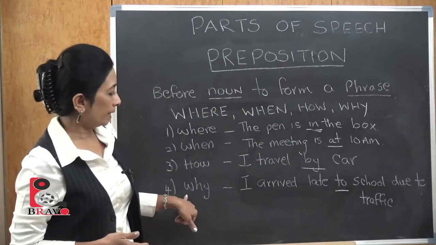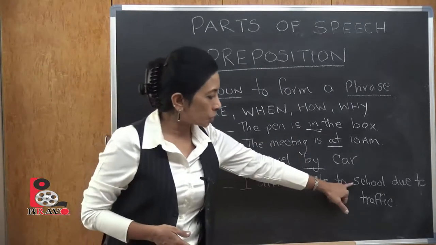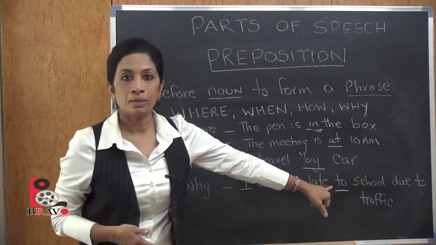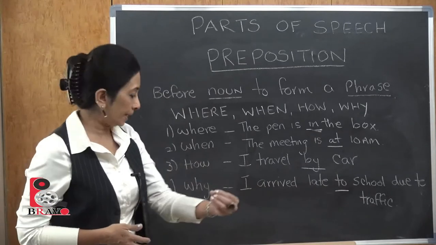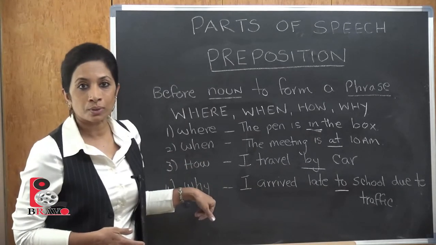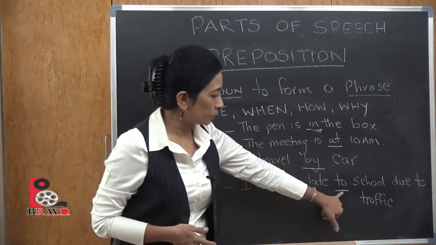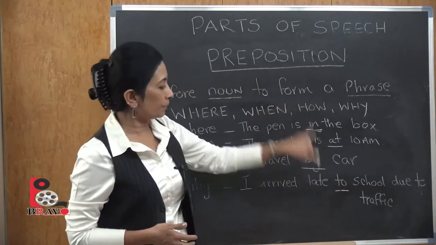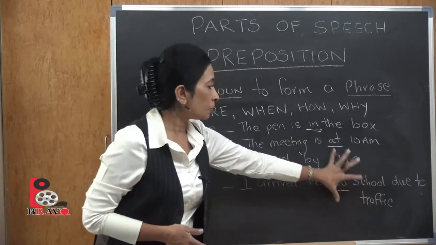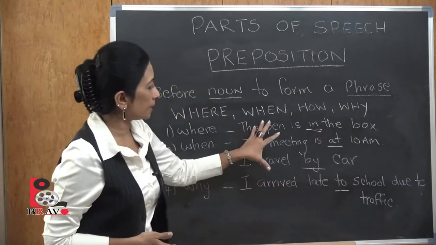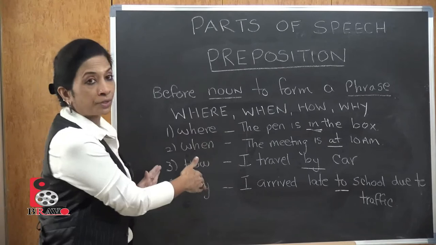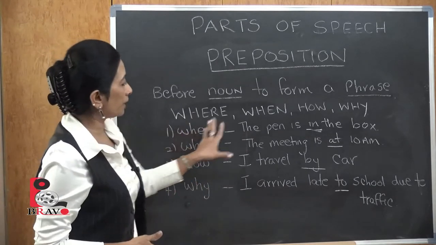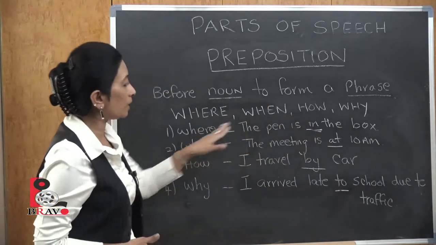Fourth one, why. I arrived late to school due to traffic. So when I say the statement, you know immediately why am I late to school. The reason I am late to school is because of the traffic. So the to becomes the preposition. This part of the sentence gives you the answer, and this one word will give you the statement here, which will explain the reason.